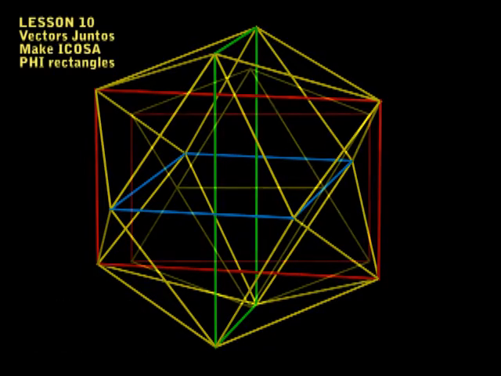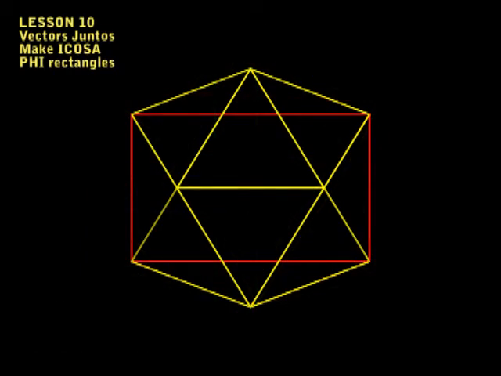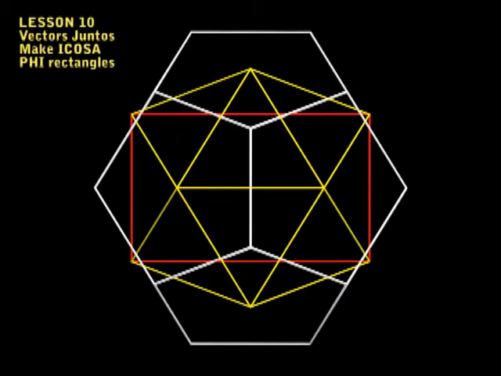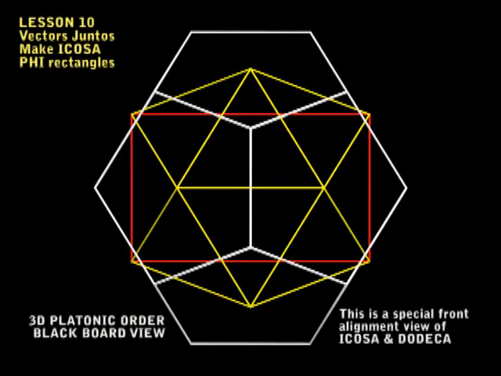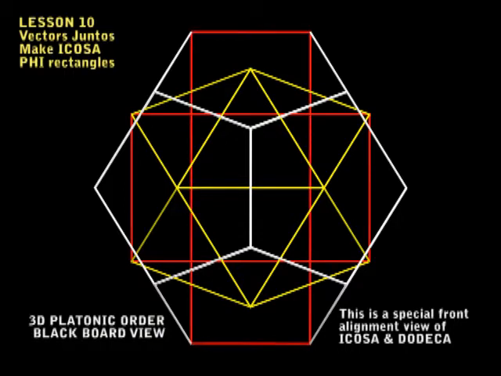So now we'll go back to the front view again and we'll bring back the white size 6 dodeca. Now this is a special view and I'm going to call it the Platonic order blackboard view. What is important about this view is that two edges of the dodeca and two edges of the icosa will line up on the same plane. I'll add another rectangle on the dodeca edges for you to see this. We have all the essential measurements to fill in the rest. It could be a nice little exercise for somebody.